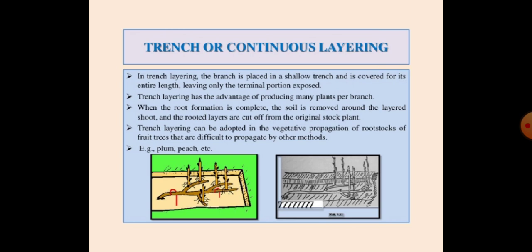Then another one is trench or continuous layering. To make a trench layer, a shallow trench is made, the shoot is laid in it and covered, with the terminal portion exposed outside. Trench layering has the advantage of producing many plants from a branch. It can be adapted for vegetative propagation of rootstocks of fruit trees which are difficult to propagate by other methods. Examples are plum and peach fruits.